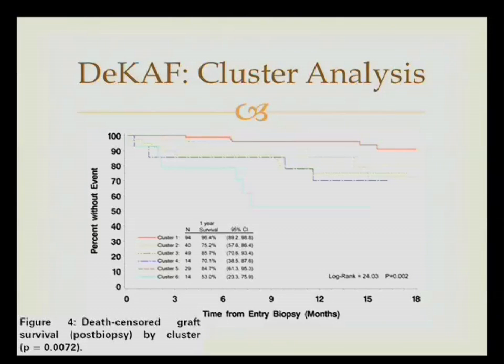Cluster 1 is this top line. This group of patients had the lowest amount of inflammation, the lowest amount of fibrosis and atrophy, and the fewest percentage of patients who had positive donor-specific antibody and positive C4D staining on the biopsy. And as you can see, they had the best allograft survival after the biopsy. The bottom line, cluster 6, had the most fibrosis and atrophy, the most inflammation, and the largest percentage of patients with C4D positivity and donor-specific antibody positivity, and they had the worst outcome.